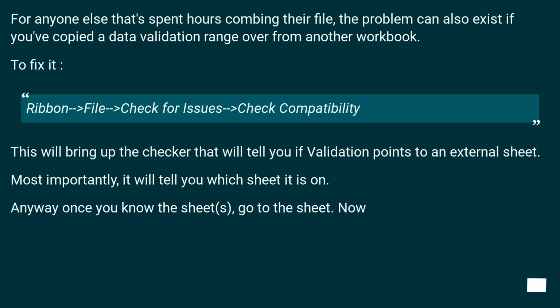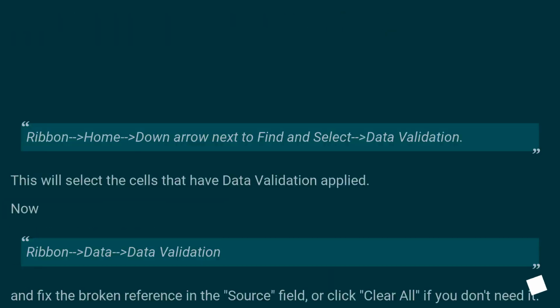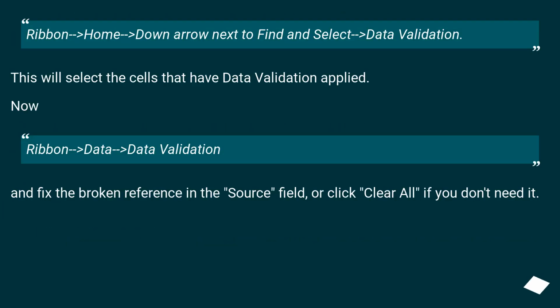Anyway, once you know the sheets, go to the sheet. Now, Ribbon, Home, down arrow next to Find and Select, Data Validation. This will select the cells that have data validation applied. Now, Ribbon, Data, Data Validation, and fix the broken reference in the source field, or click Clear All if you don't need it.